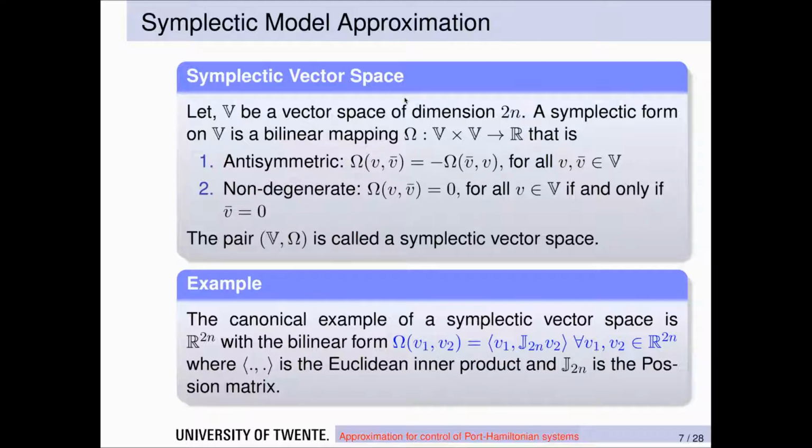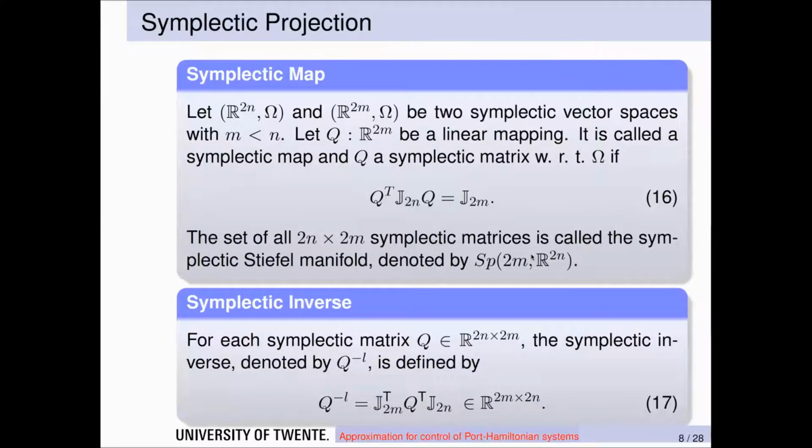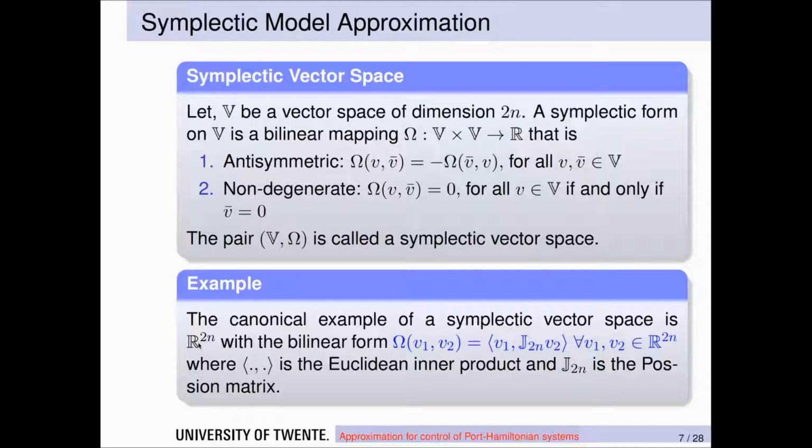The symplectic vector space is a space of even dimension, and we define the symplectic form, which is just bilinear, antisymmetric, and non-degenerate. Then we call this vector space a symplectic vector space. The very standard example is the real space with the Euclidean inner product, where we use this Poisson matrix. So with this inner product, we can say this one is a symplectic vector space.